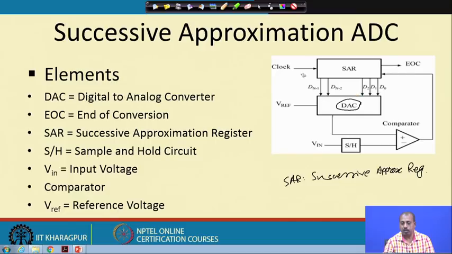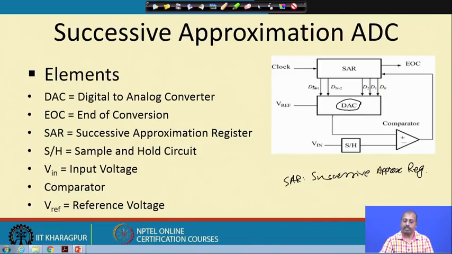There are a few signals, like the clock signal, which means that in every clock it will be doing some operation. This SAR register has a clock, so that at every clock active point, the bit pattern will be available on these lines. There is an end of conversion signal or EOC. This tells the outside world that the conversion is over. And we also have a sample and hold circuit. The input signal is applied here. The value will be sampled and held for some time. It will be doing a comparison, and then the comparator output will be fed to this SAR, so that the SAR will be changing the bits. We will see how it changes.